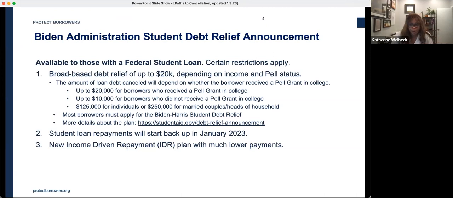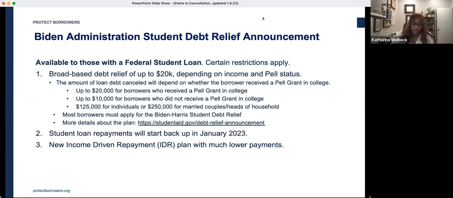We're going to talk a little bit about this application process because, as you all also likely know, this plan was blocked by federal court. We're going to talk about what that means for people who may have already applied, or people who had yet to apply before the courts.